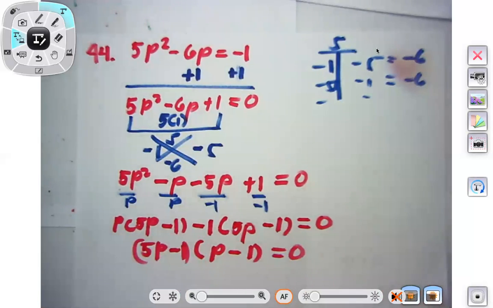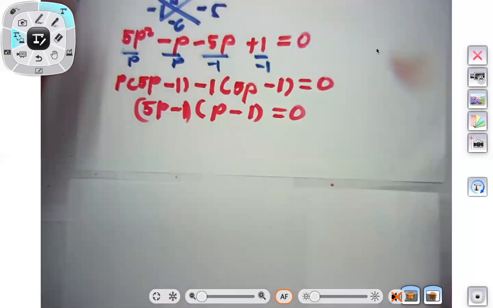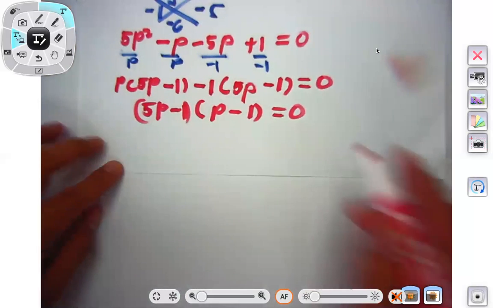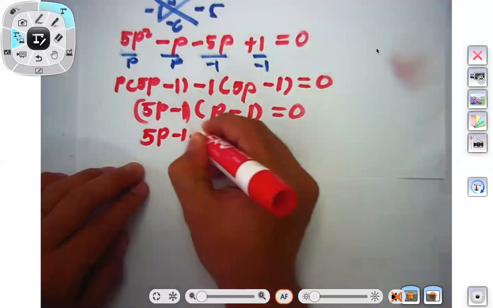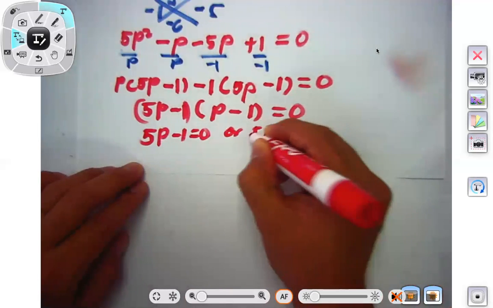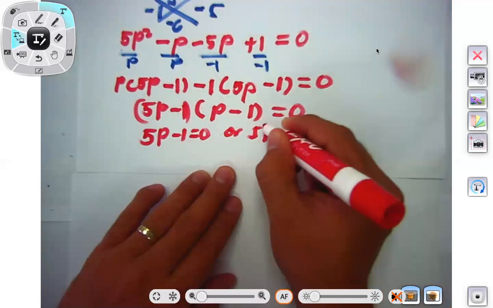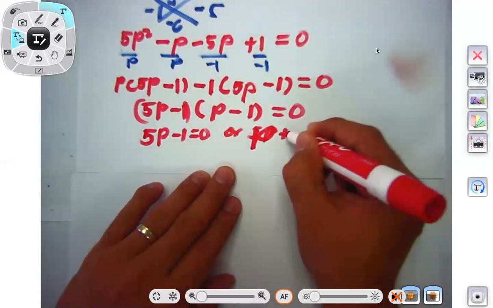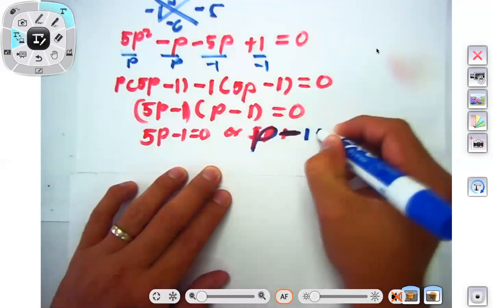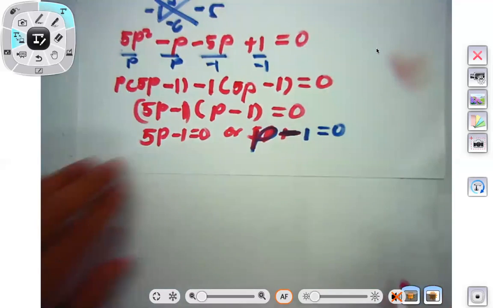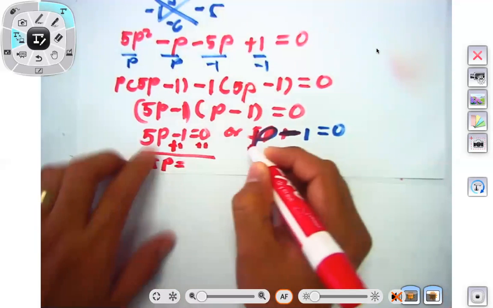And it's time to solve your p. Let's solve your p by setting its factor to 0. You have 5p minus 1 equals 0, okay, it's p minus 1 equals 0. All right, so this is plus 1, plus 1. You have 5p equals 0 plus 1, we have 1.